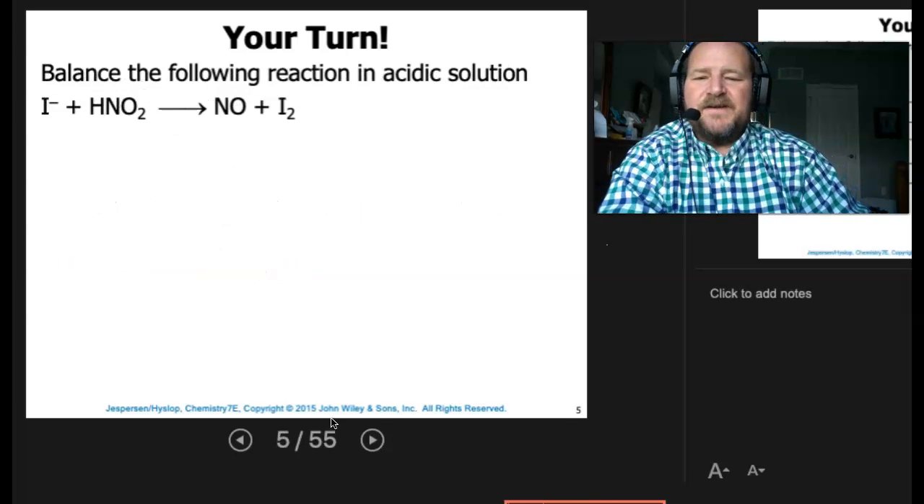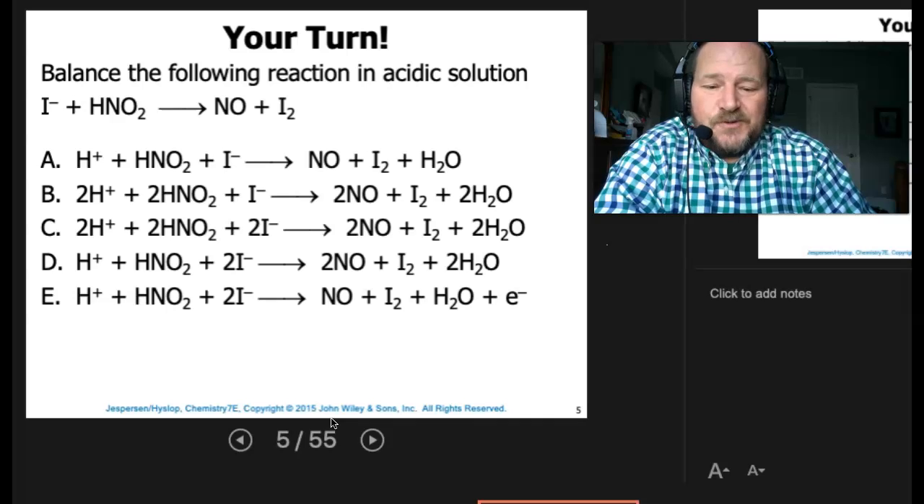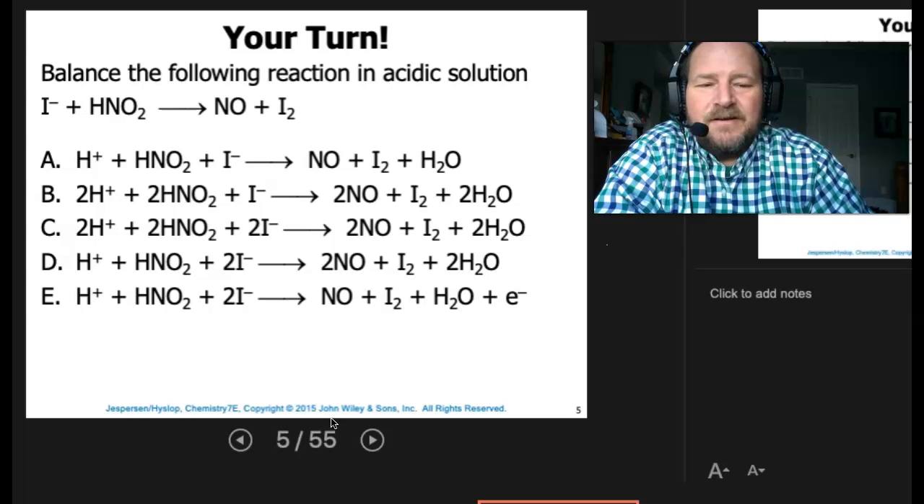Balance the following reaction in acidic solution. Now, this is going to take a while, I'm sure. But there are your options. Make sure you go ahead and pause it here and write everything out, because it's going to take you a bit probably. And then hopefully you'll start playing again, and somewhere right about now maybe you figured out the answer is C.